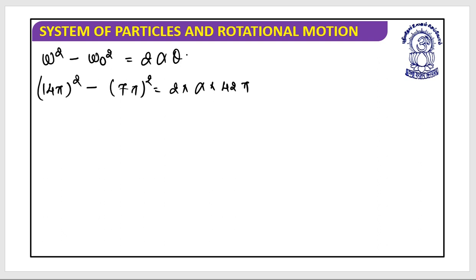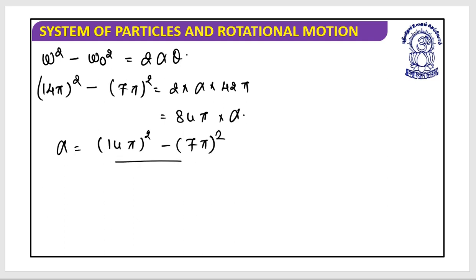Yes. So this is 42 twos. It's 84 pi multiplied by alpha. So just get this done. It's (14 pi) squared minus (7 pi) squared, divided by 84 pi. This would be your answer. It's radian per second square, but you are going to solve this. Yes, 14 squared is 196, 7 squared is 49, then do 196 minus 49 and all that stuff. I hope this is clear.